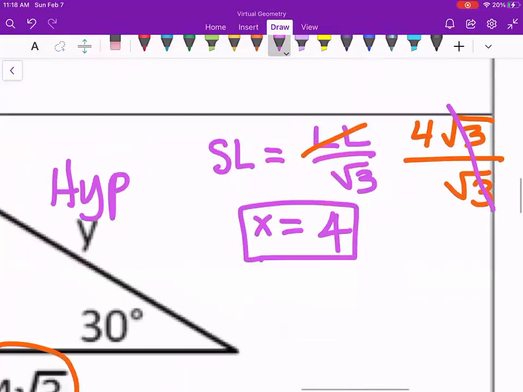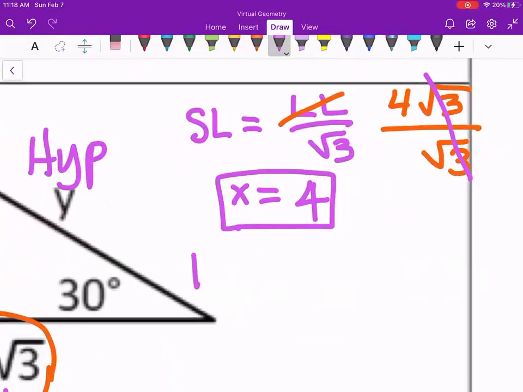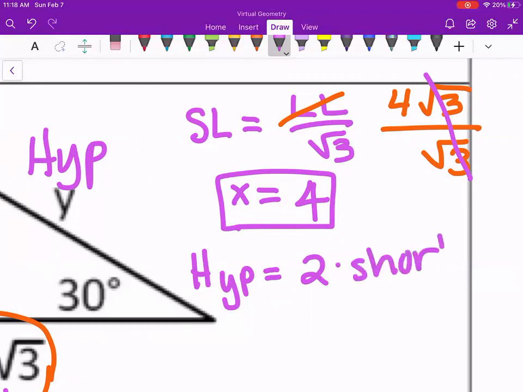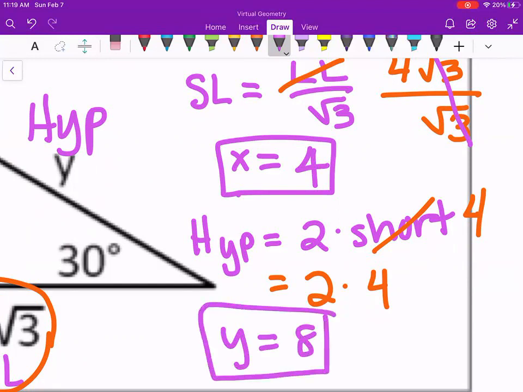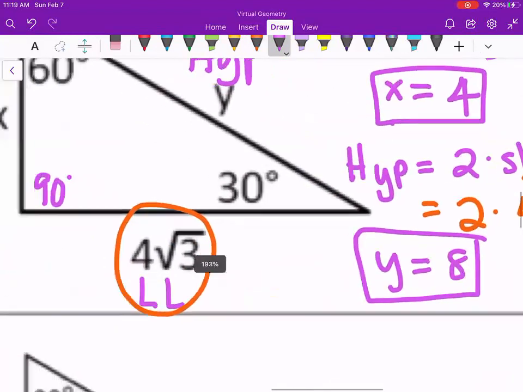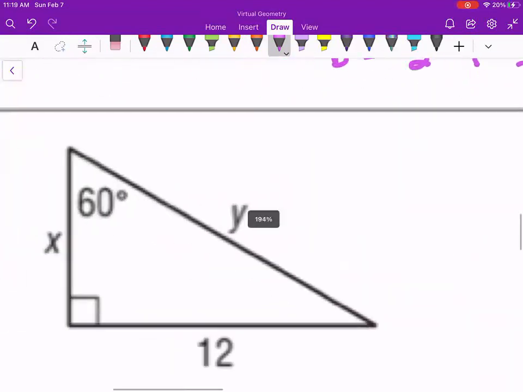Now we need the hypotenuse. The hypotenuse is supposed to be 2 times the short. And again, we just found the short. It was 4. So I have 2 times 4. So my y is equal to 8. And that's it. It's done. You've got your x, you have your y. Let's try another one.